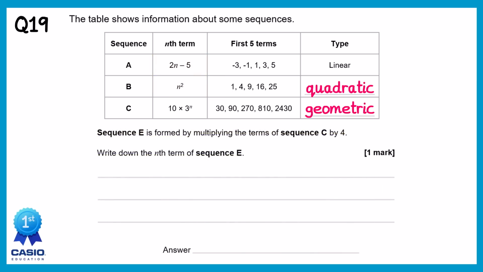In the final part of the question, we have sequence E, which is formed by multiplying the terms of sequence C by 4. And we need to find the nth term of sequence E. So let's take the nth term of sequence C, which is 10 times 3 to the power n, and multiply this by 4. Here we can just multiply the 10 and the 4 together, which is 40, so we have 40 multiplied by 3 to the power n, which is the answer to the question.